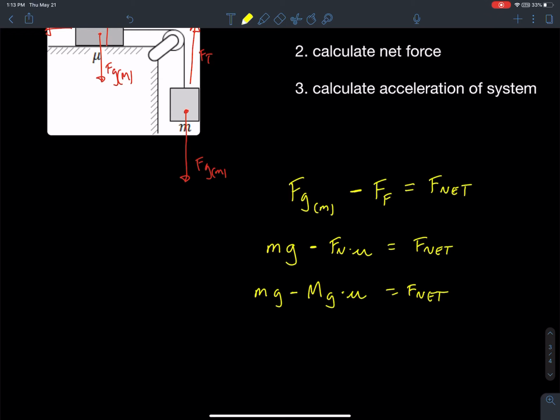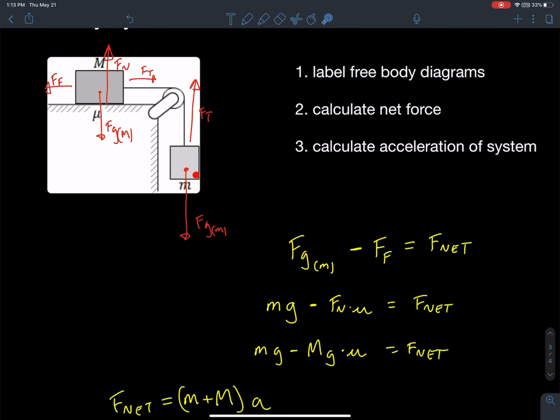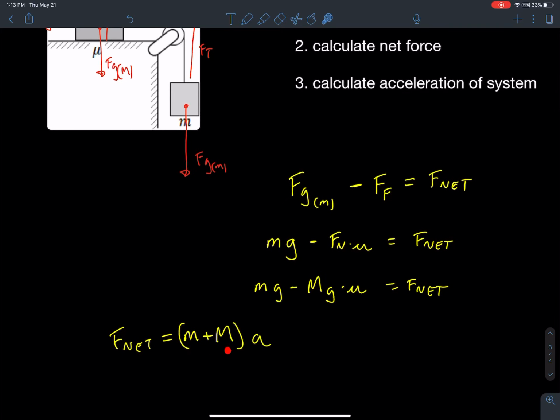Now what exactly is F net? F net, according to Newton's second law, is equal to m plus M, the mass of the system, times a. I want you to pay attention here: m plus M, because in a pulley system, the entire system is moving. So the total mass of the object that's accelerating is the mass of the counter mass plus the mass of the sliding mass. So m plus M times a is equal to F net.